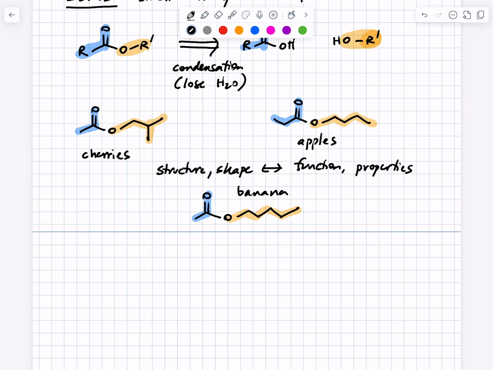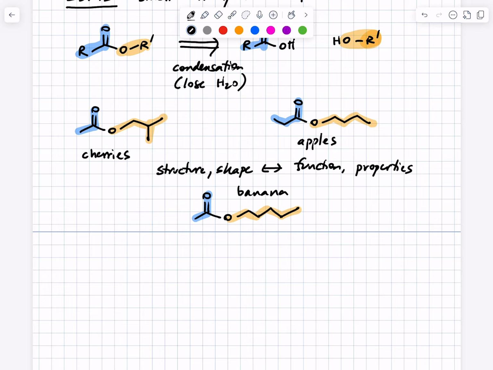Now, how might you see this on an exam? I'll say, which of the following smells like banana? And then there'll be like 20 different esters, and you'll have to, no, I know that's not funny to you, so I apologize. No, you'll just choose the ester, right? Choose the low molecular weight ester.